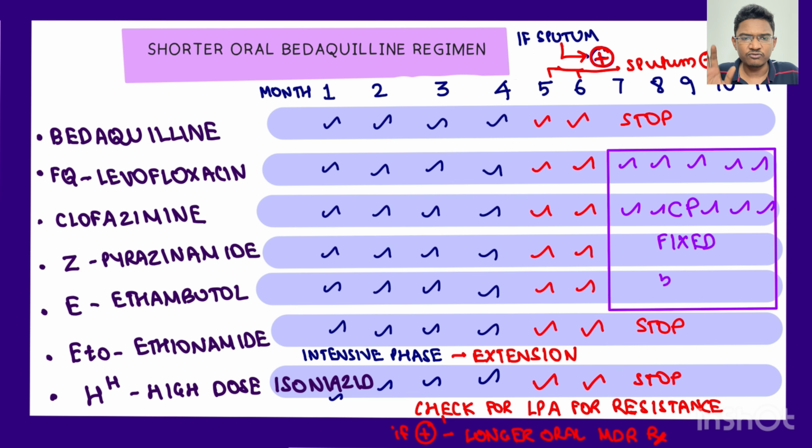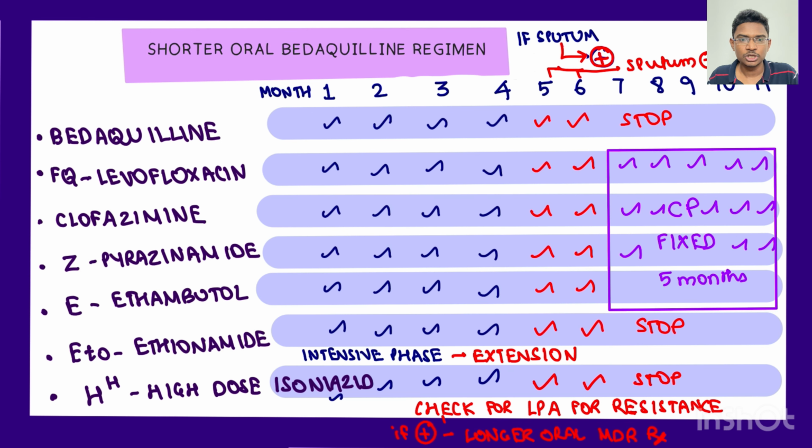Okay, at whatever point you find resistance to any of these drugs, you should immediately go for the LPA, and if you have found resistance, then shift to the longer oral regimen. We will be discussing that later. This you should know.